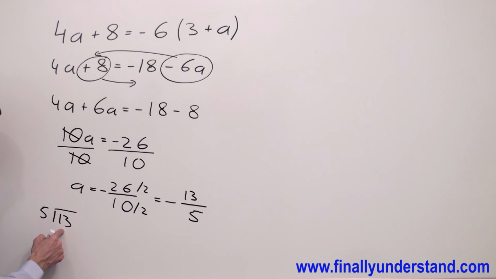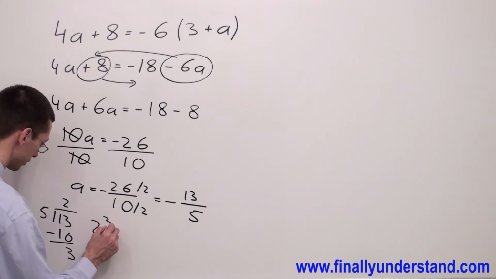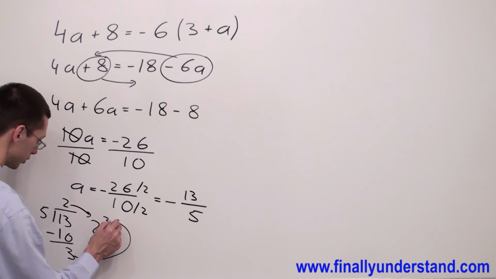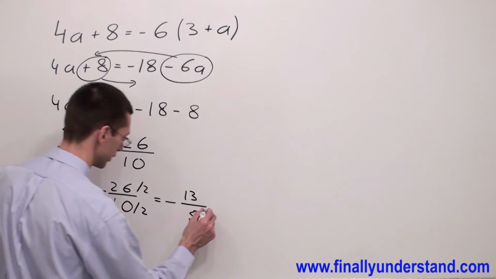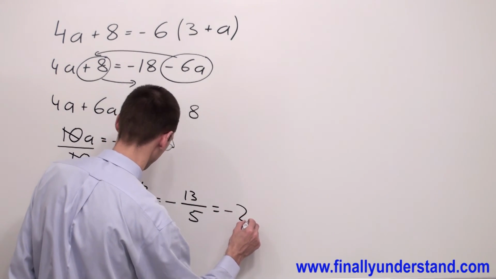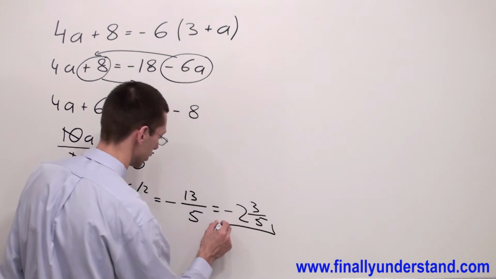5 goes into 13 two times. 2 times 5 is equal 10. Subtract, this is 3, so answer is 2 and 3 over 5. Remember, the top number goes to the front, remainder goes to the numerator, and divisor goes to the denominator. And the final answer is equal minus 2 and 3/5. This is the solution to my problem.